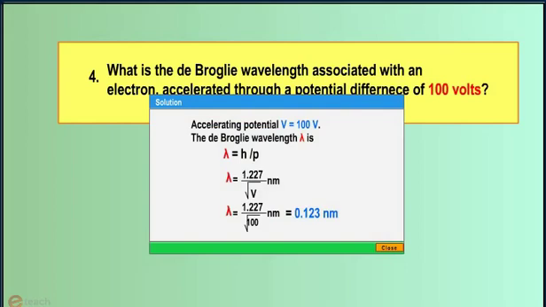Solution. Accelerating potential V equals 100 volts. The de Broglie wavelength lambda is lambda equals h upon p equals 1.227 upon square root of V nanometer. Hence, lambda equals 1.227 divided by square root 100 nanometer equals 0.123 nanometer.